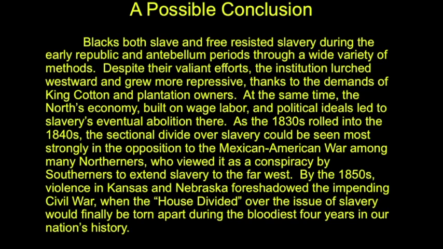As the 1830s rolled into the 1840s, the sectional divide over slavery could be seen most strongly in the opposition to the Mexican-American War among many Northerners who viewed it as a conspiracy by Southerners to extend slavery to the far West. By the 1850s, violence in Kansas and Nebraska foreshadowed the impending Civil War, when the House divided over the issue of slavery would finally be torn apart during the bloodiest four years in our nation's history.